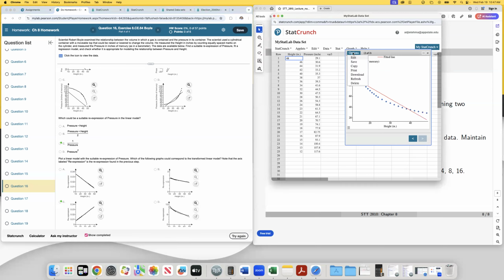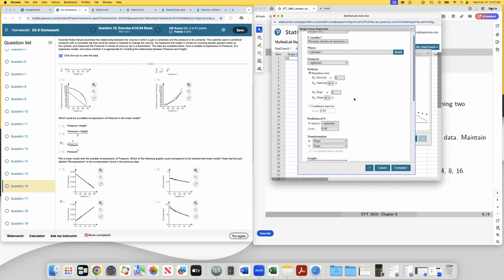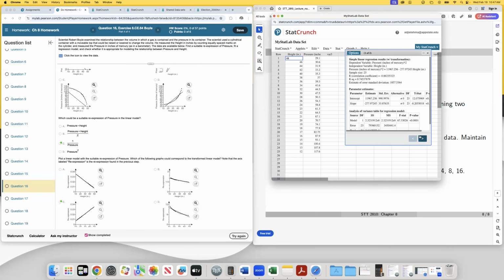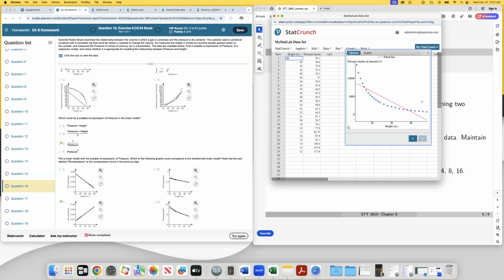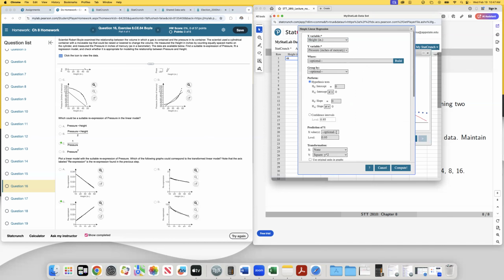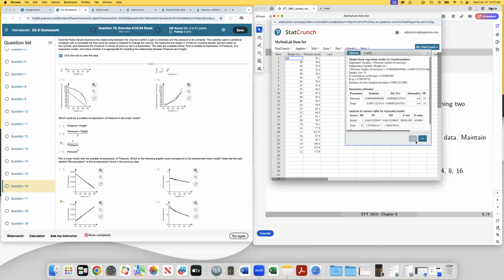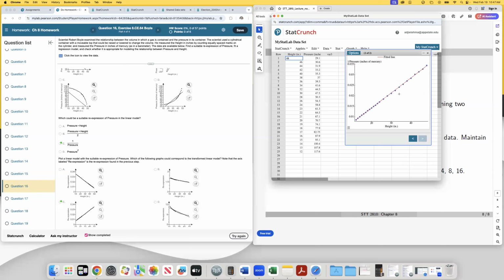If you try D, D is pressure squared. You just need to transform to y squared. And when you look at that, too bad. This is not good because we are trying to make it more linear. So then I knew D is out. Then we just did C, and we saw that C was good. So that is how I managed to know.